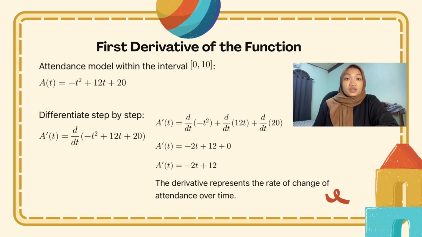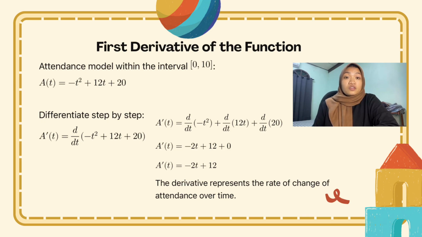First, we write A prime of t equals d over dt of negative t squared plus 12t plus 20. Next, we differentiate each term separately. The derivative of negative t squared is negative 2t. The derivative of 12t is 12. The derivative of the constant 20 is 0. So, after combining all the terms, we get A prime of t equals negative 2t plus 12. Therefore, the first derivative is negative 2t plus 12.